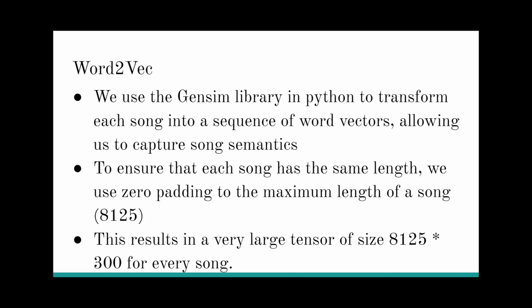And then to ensure that each song had the same length, we use zero padding. So like if the maximum length is around 8,000, and a song has only a length of 5,000, then we append like 3,000 vectors of just zeros to the end of each list. But the problem with this is this resulted in a really large tensor with size 8,000 by 300 for every song, where 300 is the dimension of each word vector.